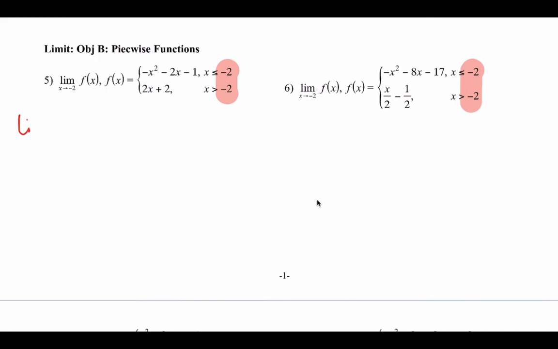So I can say limit as x approaches -2 from the right. Think about this, -2. This is -1, -3. So anything less than -2 would be the left limit. So I can erase this. -2 from the left, I just plug it in.